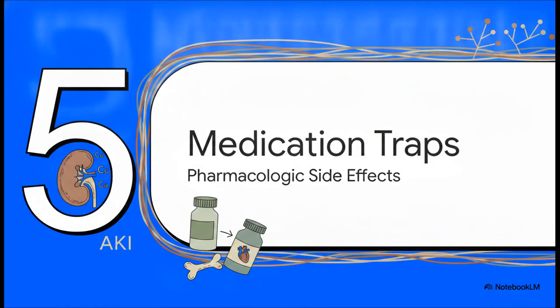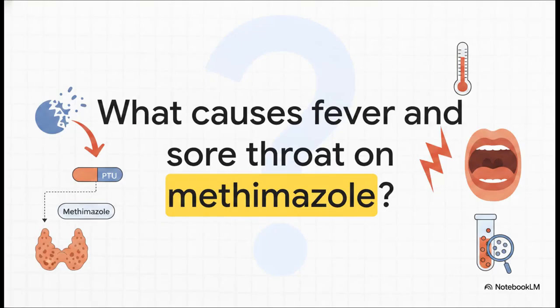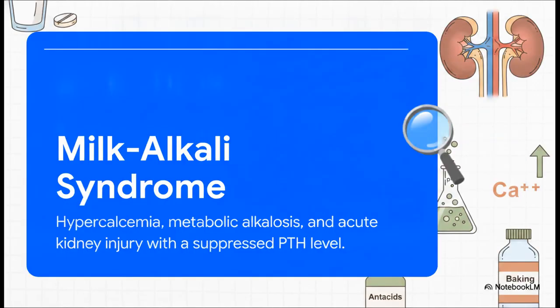Section 5, endocrine medication traps. Let's hit the high-yield pharmacologic side effects and metabolic decompensation syndromes. Here is a classic Step 2 trap. If a patient taking propylthiouracil or methimazole develops a sudden fever and sore throat, you have to suspect agranulocytosis. The next best step is to stop the medication immediately and check a white blood cell count. Also, keep in mind that common things like iron, calcium, cholestyramine, sucralfate, and PPIs can drastically reduce the absorption of levothyroxine.